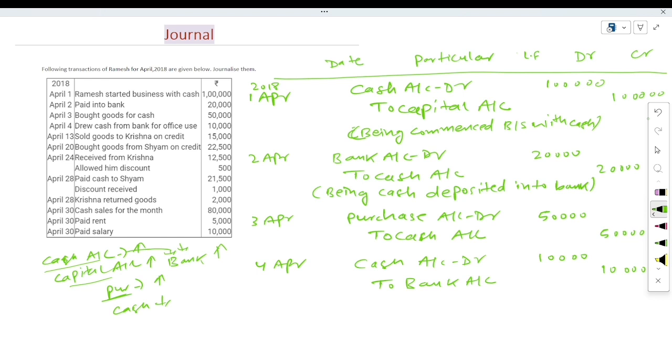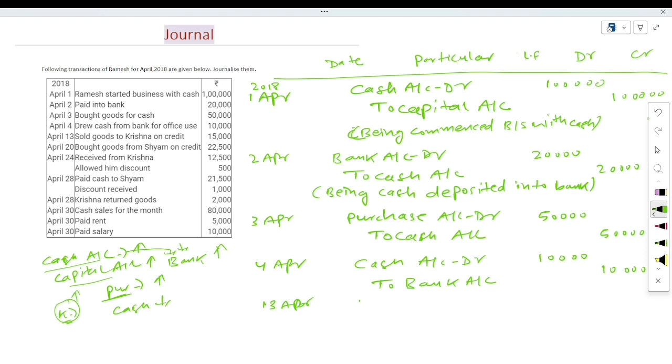Now next transaction is happening on 13th April. Sold goods to Krishna on credit. You are selling goods on credit. It means what would happen here? Krishna is your debtor, and whenever you sell goods, it means in future you will receive the amount from Krishna. It means your asset or debtor value is increasing.